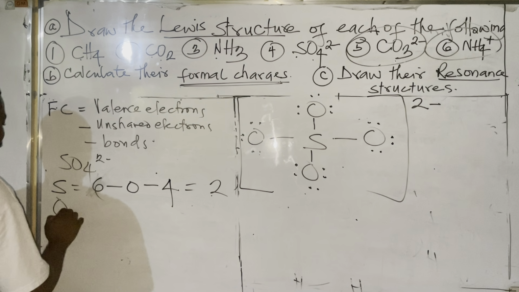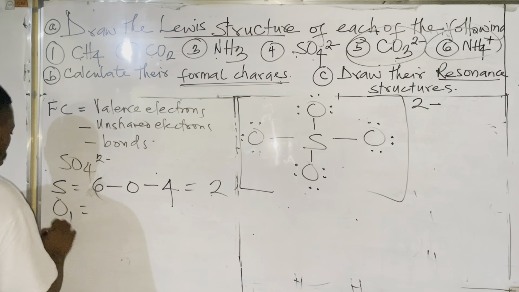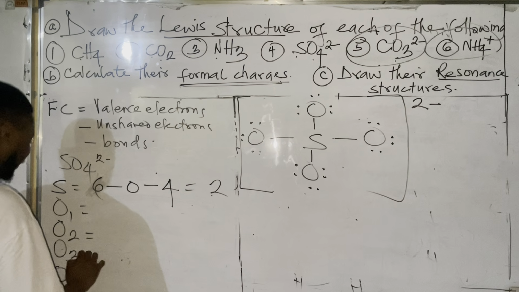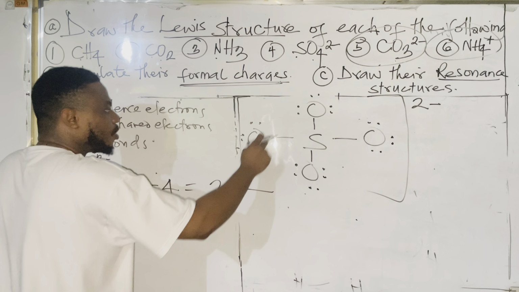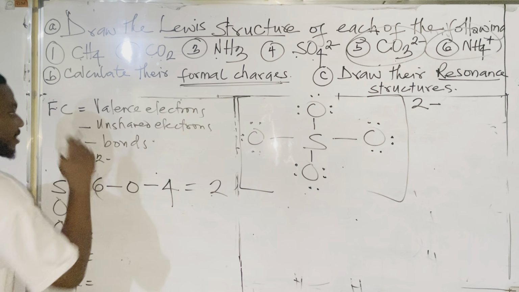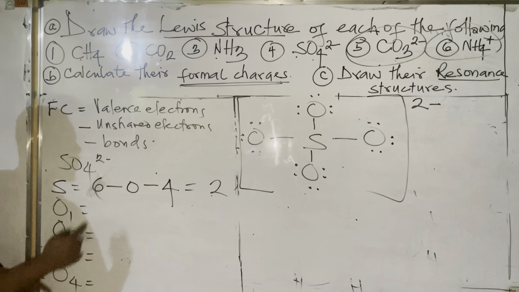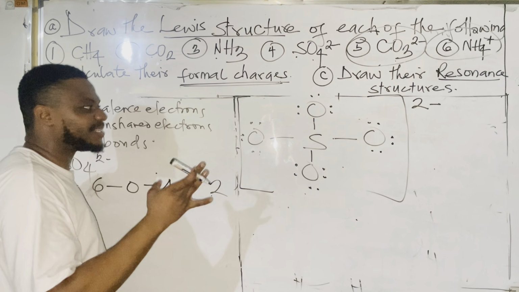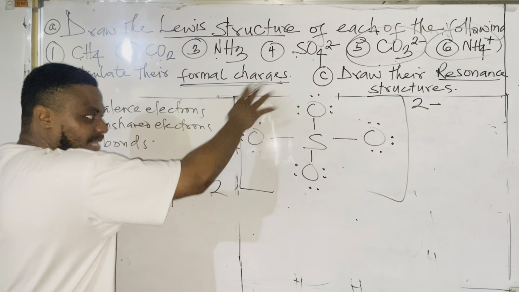Now let's do oxygen. All the oxygens here are the same. So let's say O1, O2, O3, and O4. All of them are the same because they all have the same bond and the same number of dot electrons. Now let's check for O1. Anything that happens to O1 will be true for O2, O3, and O4. But this does not happen in all cases. Sometimes the representation of one oxygen can be different from the others. But in this case, they are all the same.